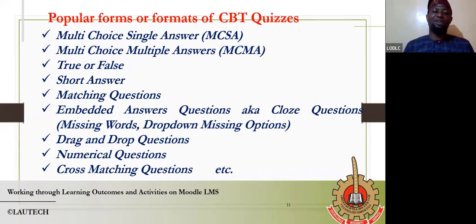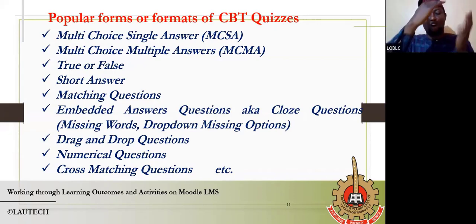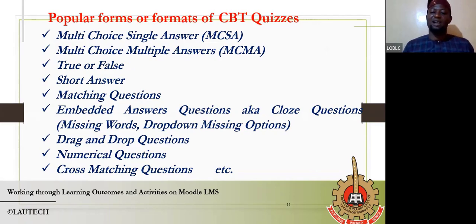One of the forms is multiple choice, single answer, or multi-choice single answer. Multi-choice single answer in the sense that students are allowed to pick only one correct answer. That is why we call it multi-choice. We have so many options, and the student will be allowed to pick only one correct answer. If the student picks the wrong answer, the computer will mark the student wrong.